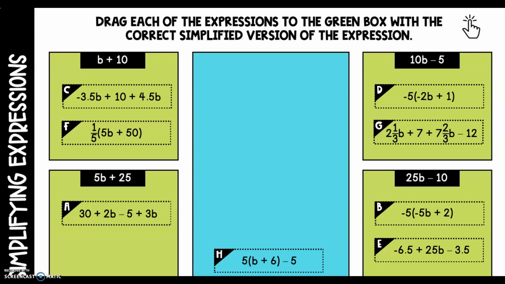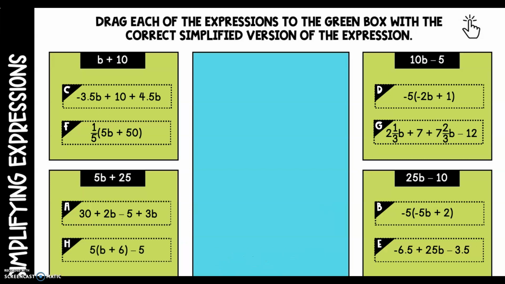I'm going to distribute my 5 into the parentheses, which is b plus 6. So 5 times b equals 5b. Again, at that point I already know I'm confident it's going to go over there. But 5 times 6 equals 30. I'm going to take that 30 minus 5, which gives me 25. And I'm going to move that over there.